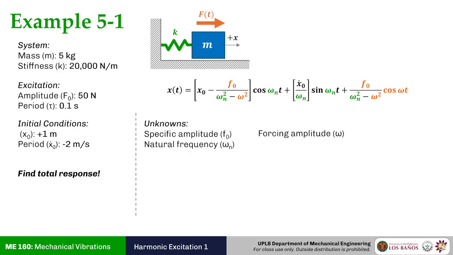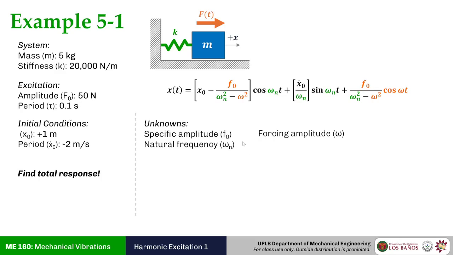Next, we identify the unknowns. What part of this equation do we not know yet? So we know the initial conditions. x naught and x dot naught are given. We don't know the specific amplitude, f naught. We don't know the natural frequency yet. And we don't know the forcing frequency. However, if you notice here, these three unknowns actually come in very easy.